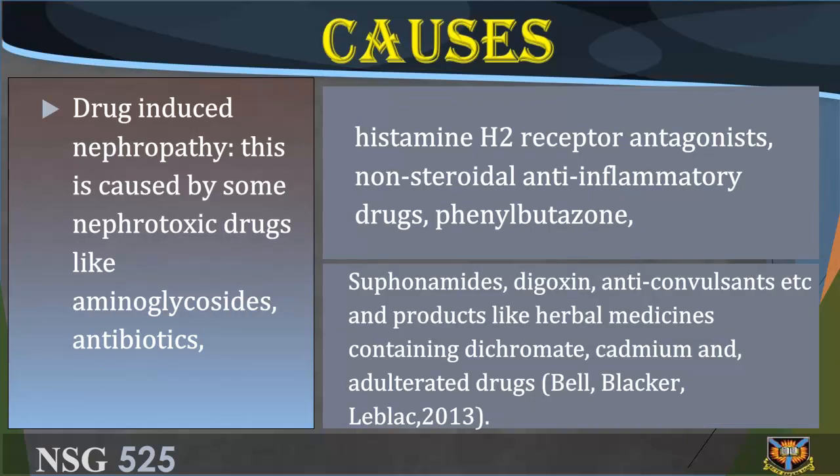Drug-induced nephropathy. This is caused by some nephrotoxic drugs like aminoglycosides, antibiotics, H2 receptor antagonists, non-steroidal anti-inflammatory drugs, phenylbutazone, sulfonamides, digoxin, anticonvulsants, etc., and products like herbal medicine containing dichromates, cadmium, and adulterated drugs.